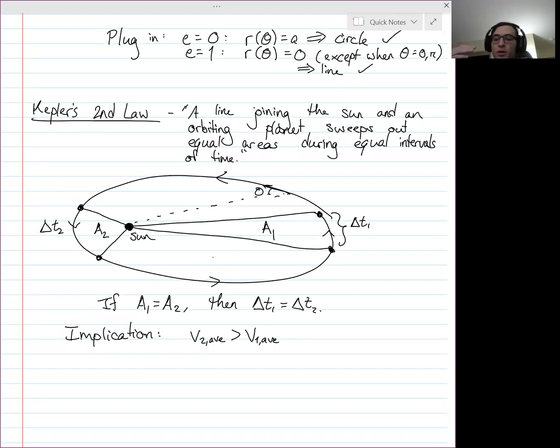And really what it tells us is that the speed of the orbiting body when it's near perihelion, or near periapsis, which is the term for just generic orbits, is higher than the speed when it's near aphelion, or apoapsis, which is, again, the generic term. And that's just because if the speeds were the same, you could see pretty clearly that their areas wouldn't end up being the same. So we're going to move on to Kepler's third law.